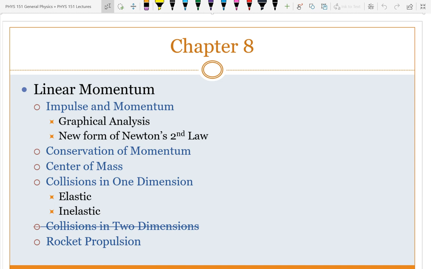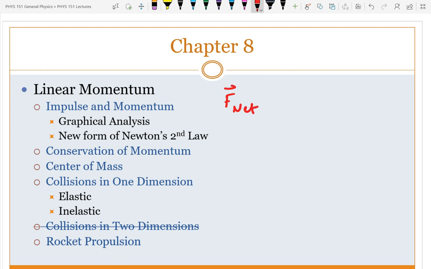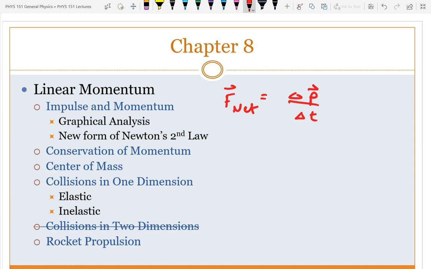The importance of momentum is it is related to Newton's second law in that the net force is equal to the change in momentum over the change in time. So if you have something with a lot of momentum, it's either going to take a lot of force in a short amount of time or a smaller force in a longer amount of time to make it stop. Or if you have something stopped and you want to give it momentum, same thing.